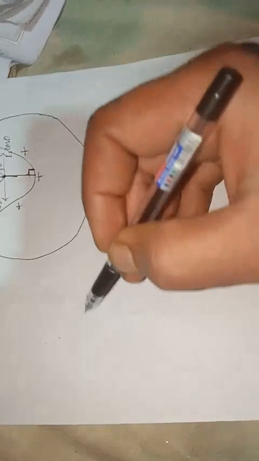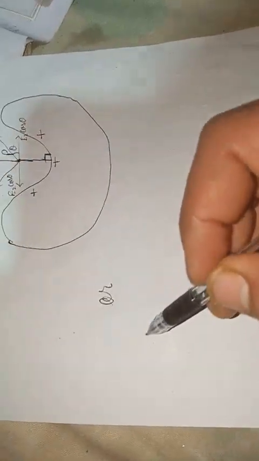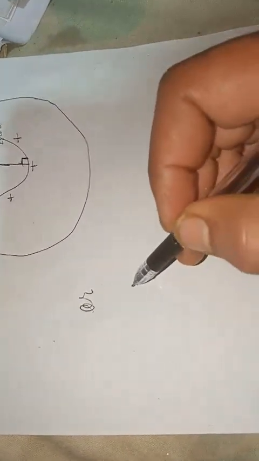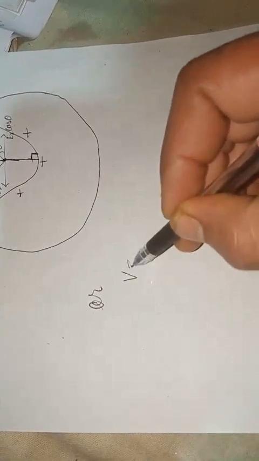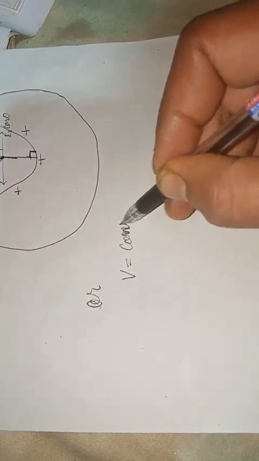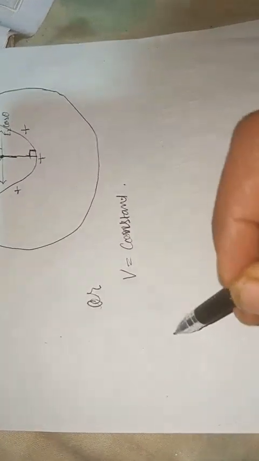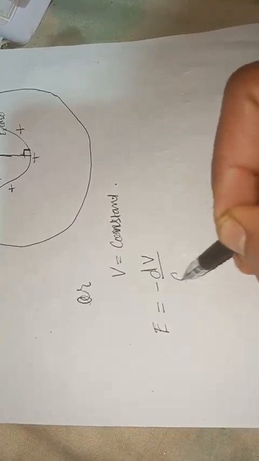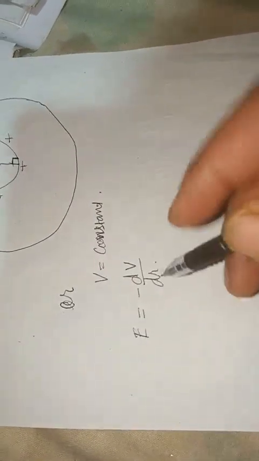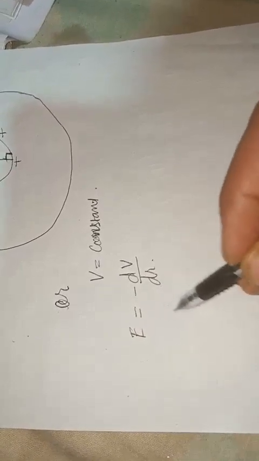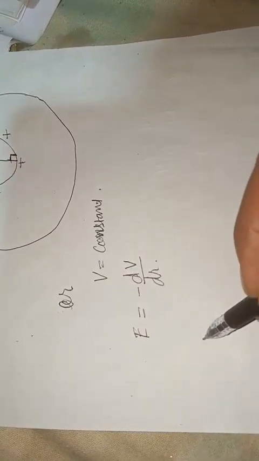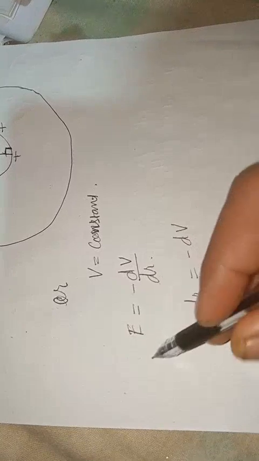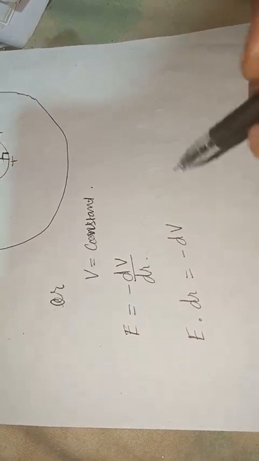Or another way of writing this answer in examination is, we can say that in a conductor potential is constant, and we have the definition of electric field equal to minus dV upon dr. So another formula will become E dot dr equal to minus dV, or E dot dr equal to dV in magnitude.